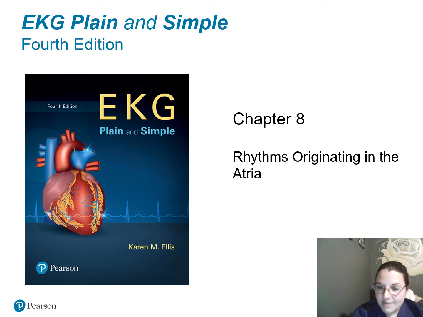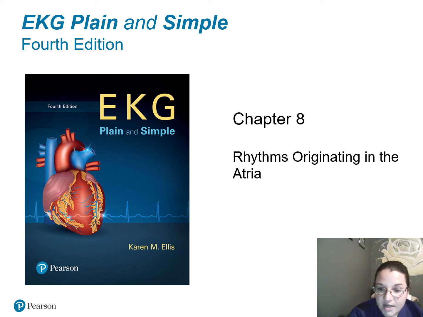We are on chapter 8. This is a chapter where we're going to talk about rhythms that originate from your atria. So if you remember all the way back in chapter 1, we learned about the parts of the heart, and we know that our atrium are the top two chambers of the heart and our ventricles are the bottom two chambers of the heart. So in this chapter, we're going to focus on rhythms that are going to originate in your atria.